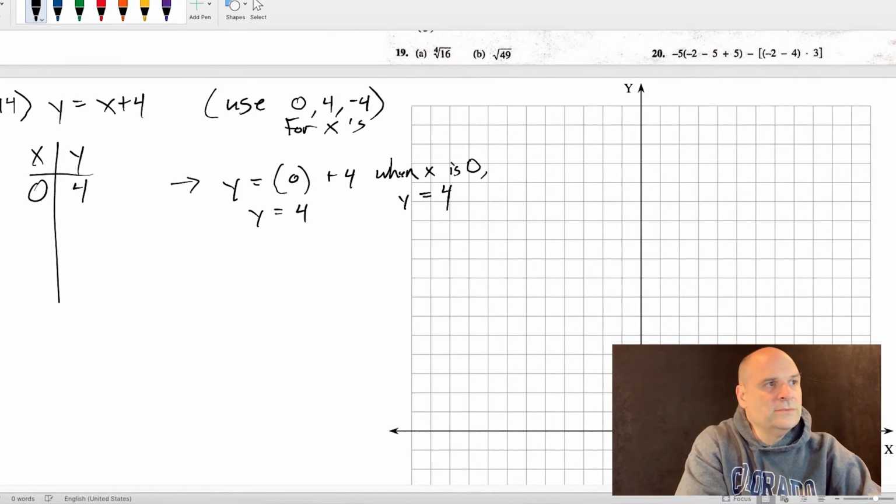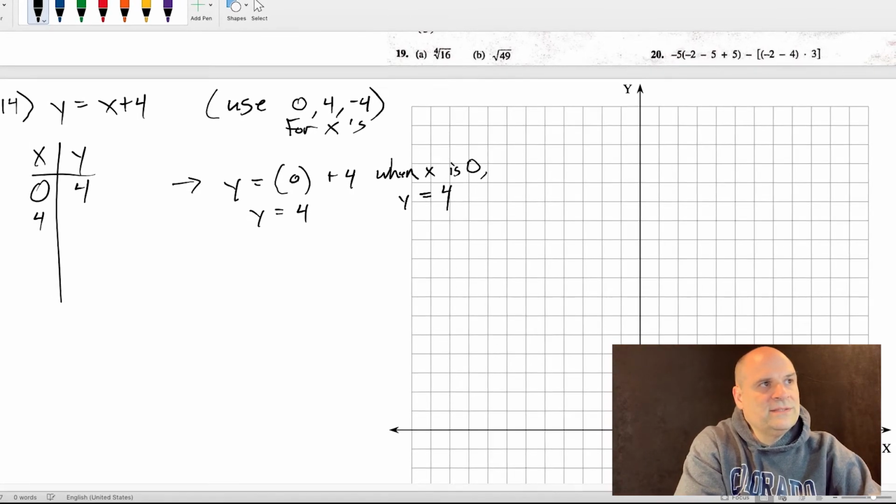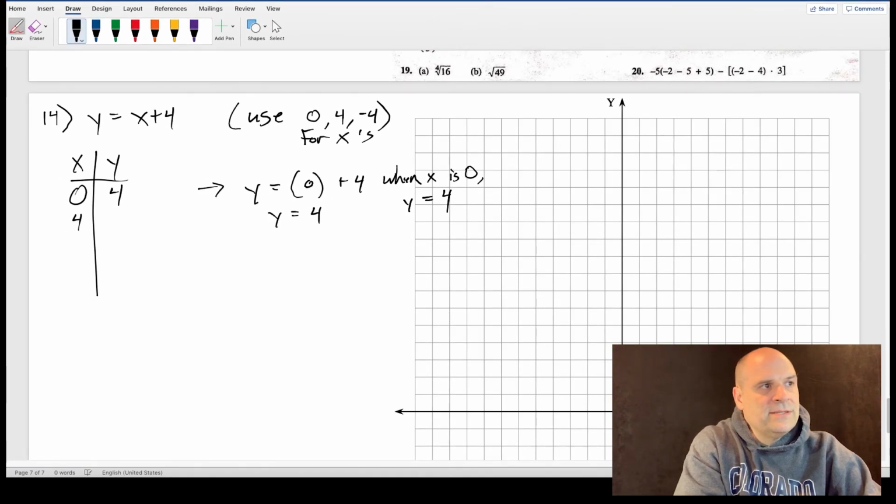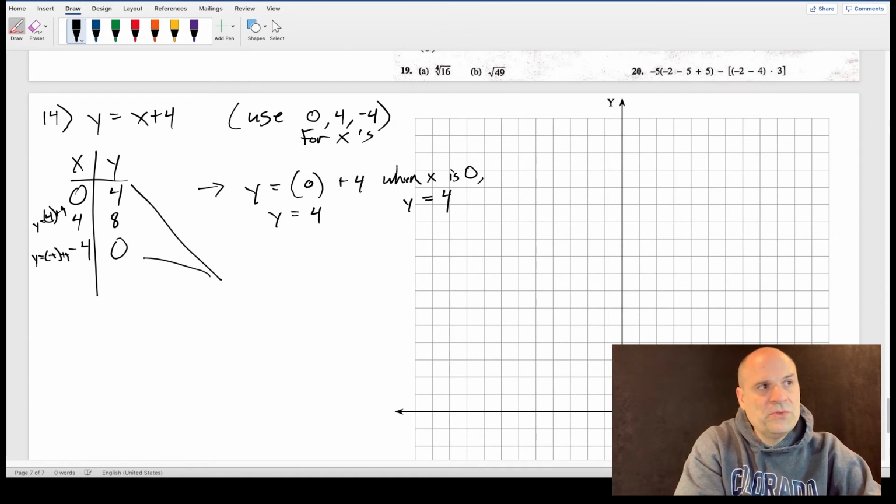What about 4? Well, when x is 4, let's see here. That means you're going to have y equals 4 plus 4. So that equals 8. So when x equals negative 4, let's see, y equals negative 4 plus 4. Well, what happens? It cancels out to 0. So here's your 3 points. So your 3 points are 0, 4, 4, 8, and negative 4, 0.